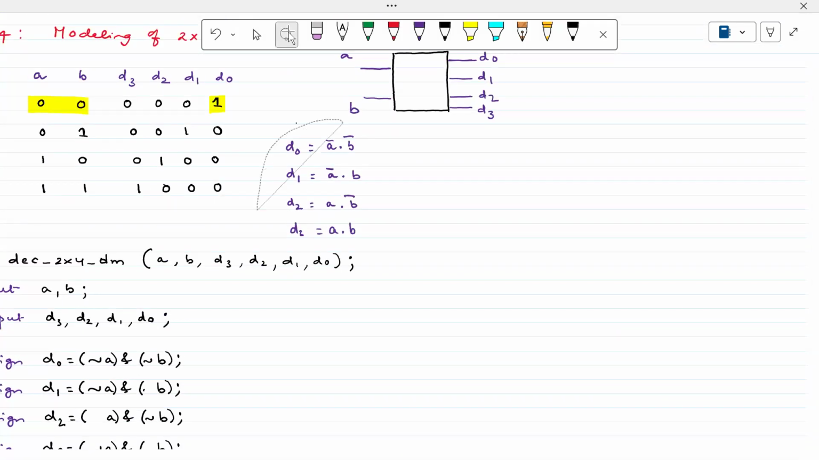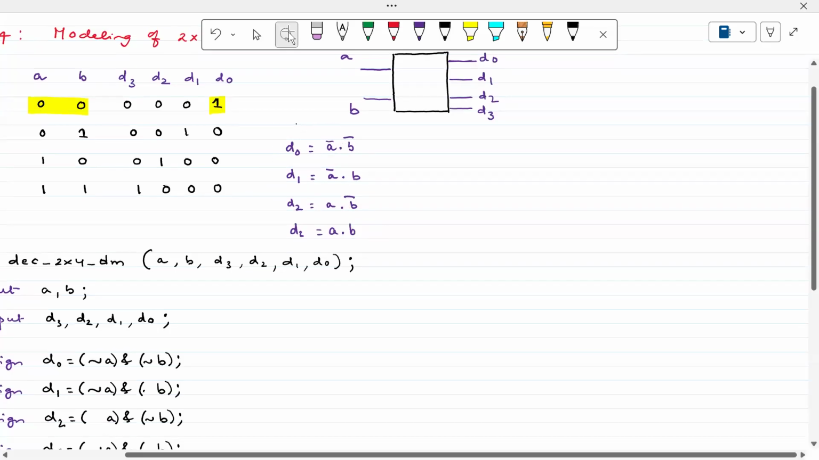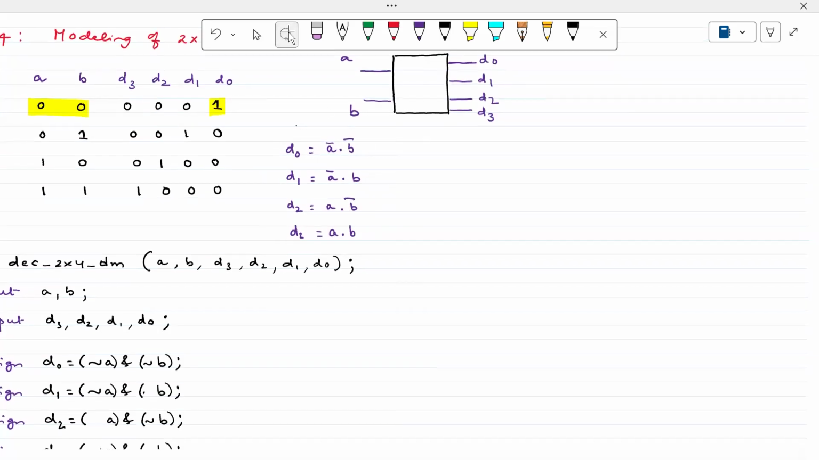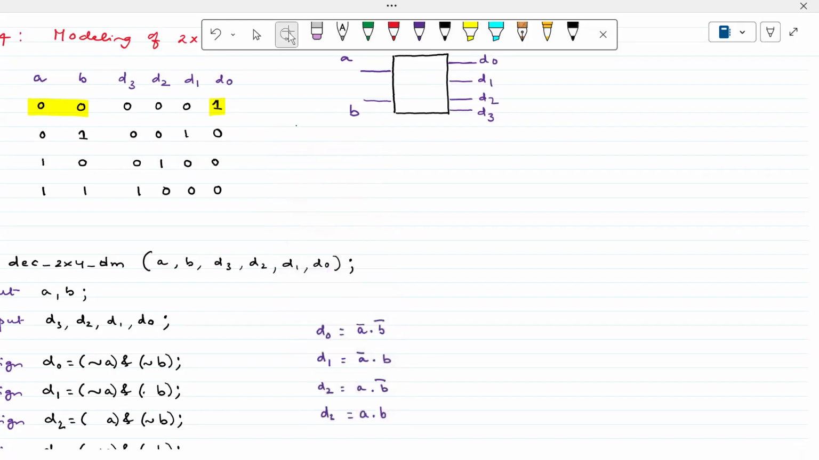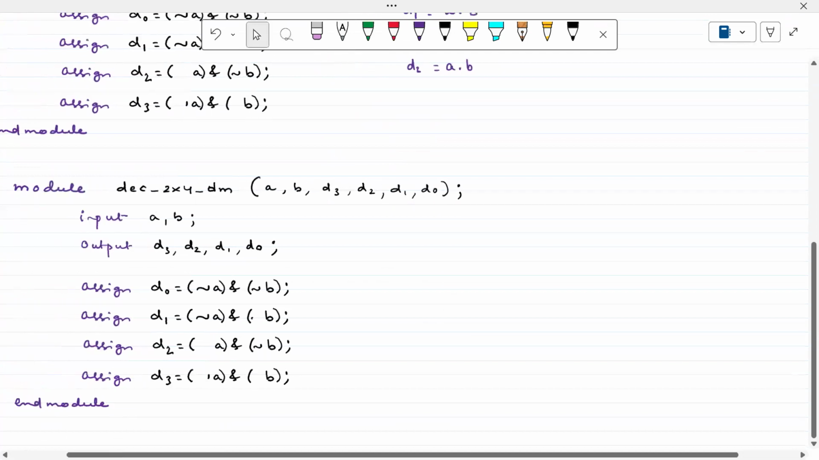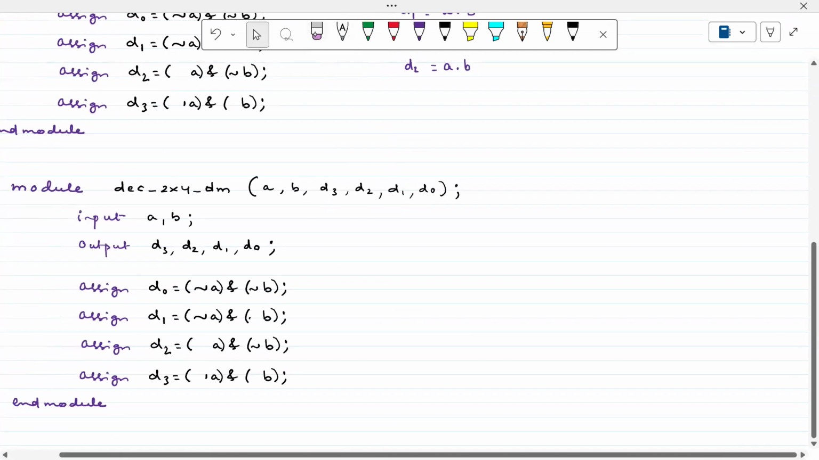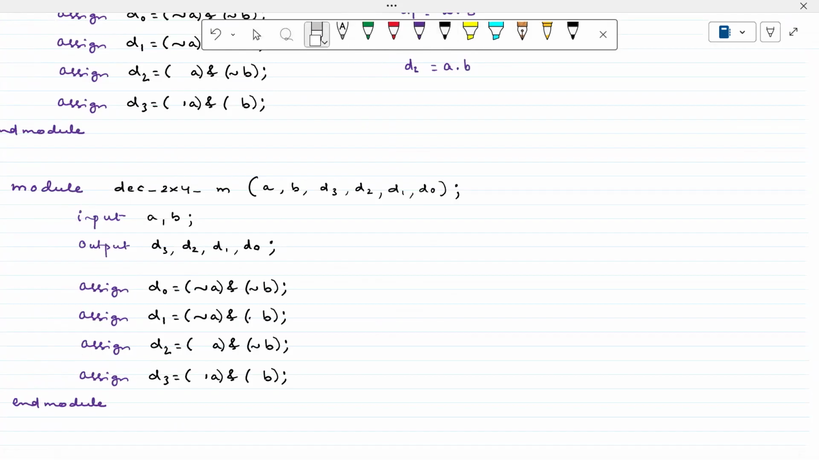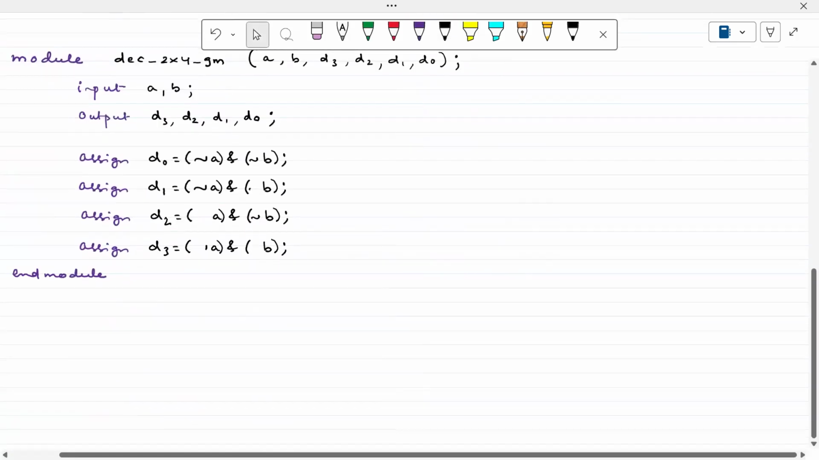Therefore, this is the prerequisite required when you are writing the data flow model. What is the prerequisite for this structural modeling, or I can say simply gate level modeling in this case? A gate level circuit is required. What is the gate level circuit? It is simply something like this.